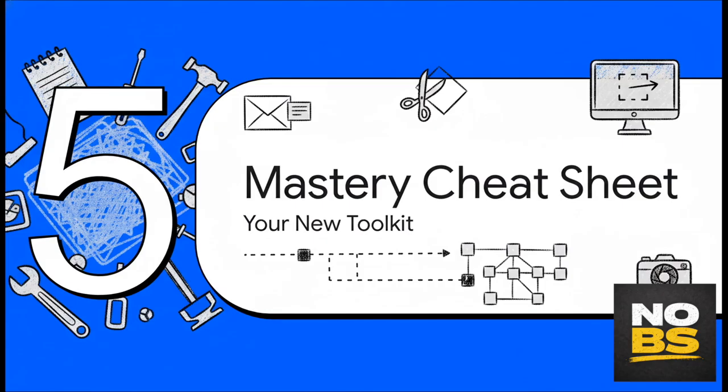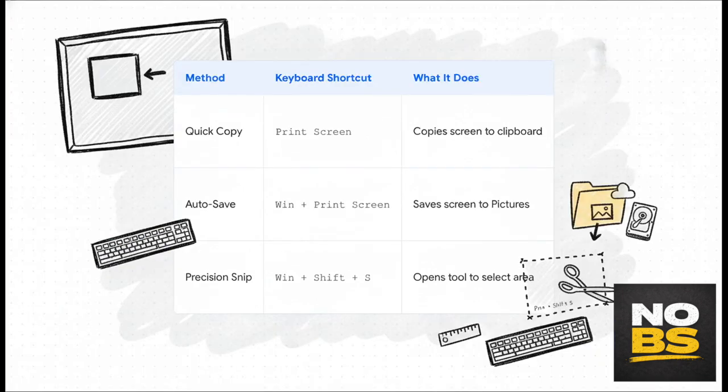Wow, okay, we've covered a lot of ground pretty quickly here. So let's lock all that new knowledge in with a quick, clean summary of your awesome new toolkit. Let's run through the cheat sheet one last time. For a quick copy-paste job, just hit Print Screen. If you want to automatically save that capture as a file, just add the Windows key. And for total surgical precision, your new best friend is Windows plus Shift plus S. That's it. 3 methods, each perfect for a different situation.